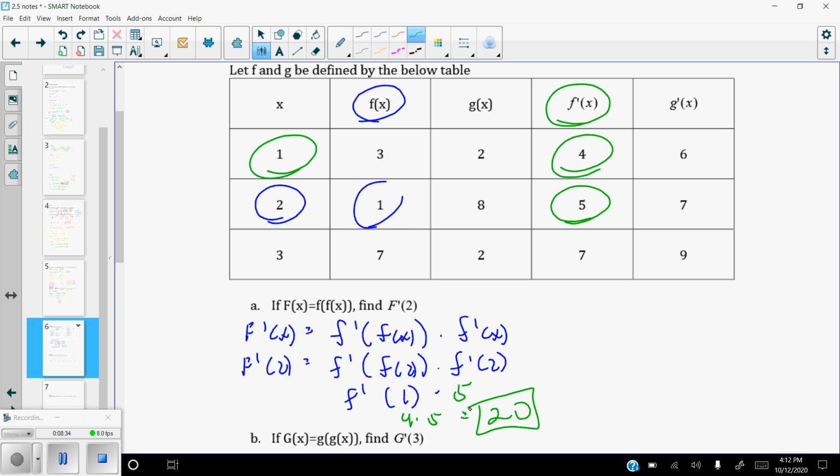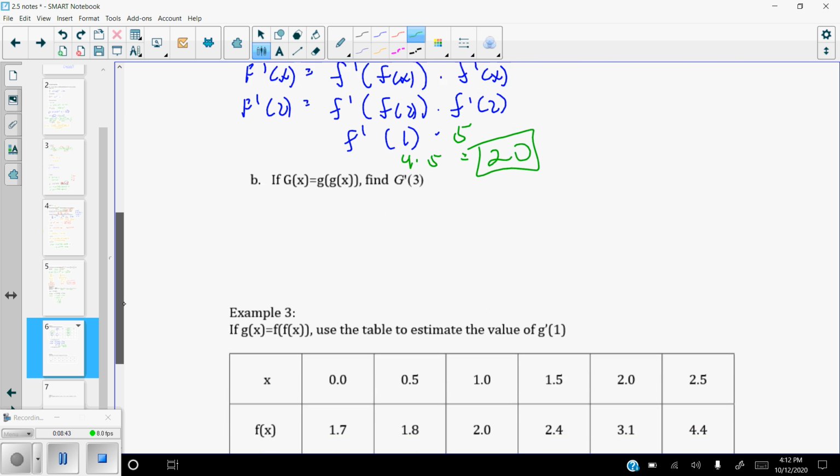All right, let's try it again. We're going to do it with G this time. So capital G of x is lowercase g of x. We want to find G prime of 3. I hope this will not end up being 20.